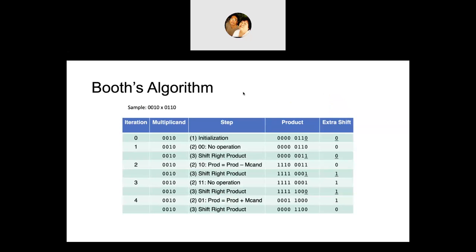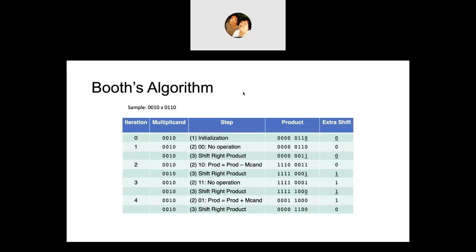The example in this slide is the same as that in the previous algorithm. We have 0, 0, 1, 0 times 0, 1, 1, 0. So in the initialization, we have the multiplicand here, 0, 0, 1, 0. We initialize the right half of the product by using the multiplier. We put the multiplier to the right-hand side of the product, and we initialize the extra shift with 0.